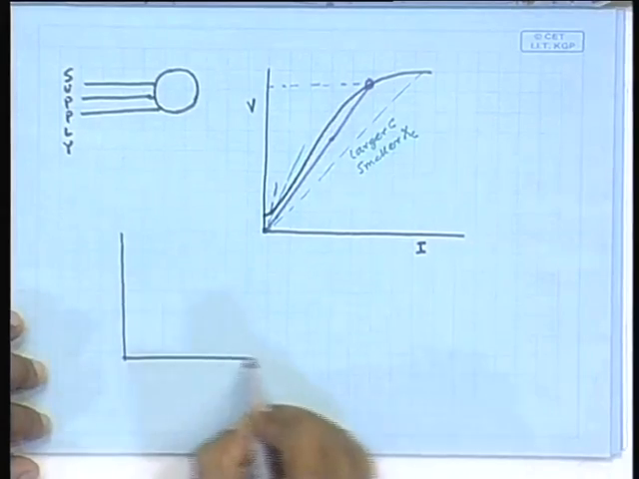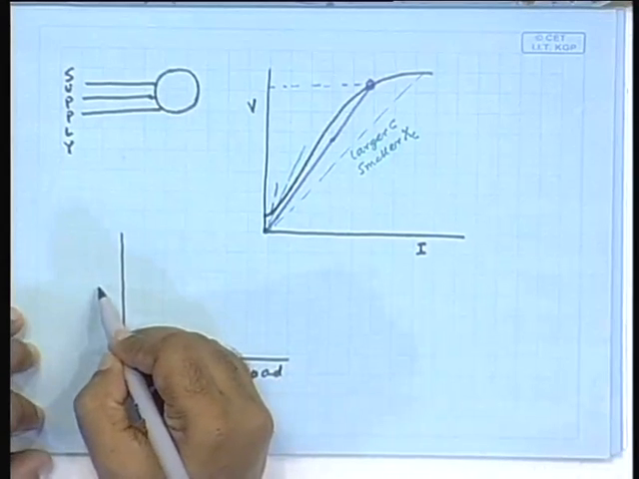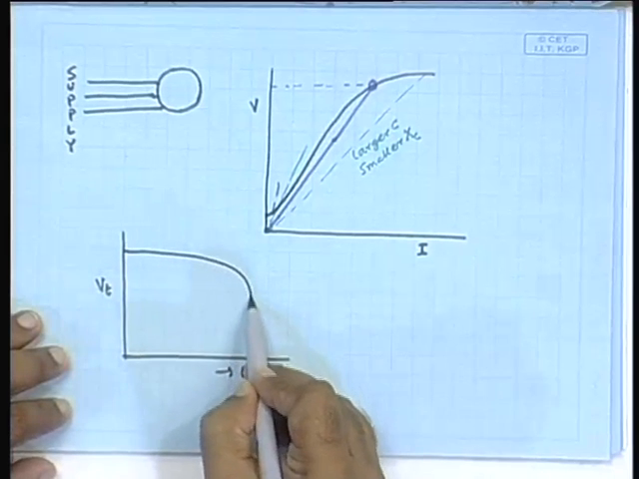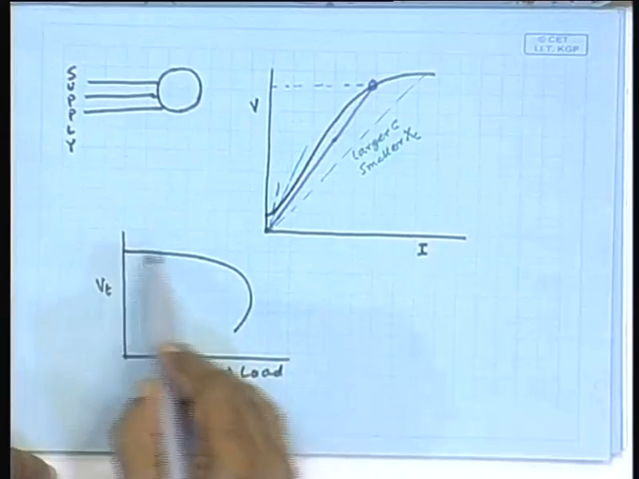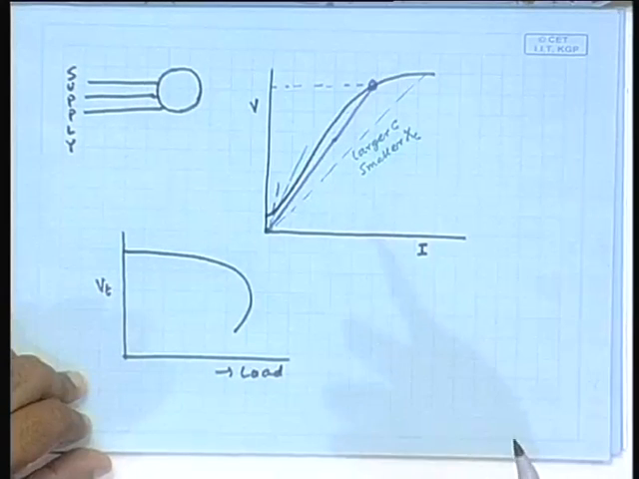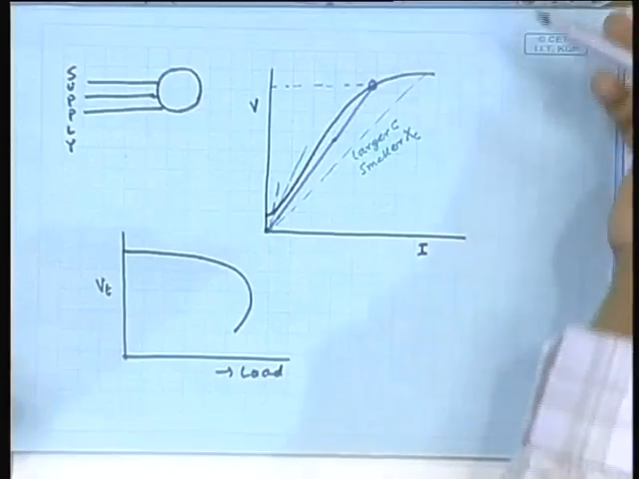In fact, if you draw the load versus the open circuit voltage, the terminal voltage, then the characteristic looks something like this. So, it drops very fast beyond a certain value, which is not a desirable characteristic. So, that has to be overcome by connecting additional capacitances.